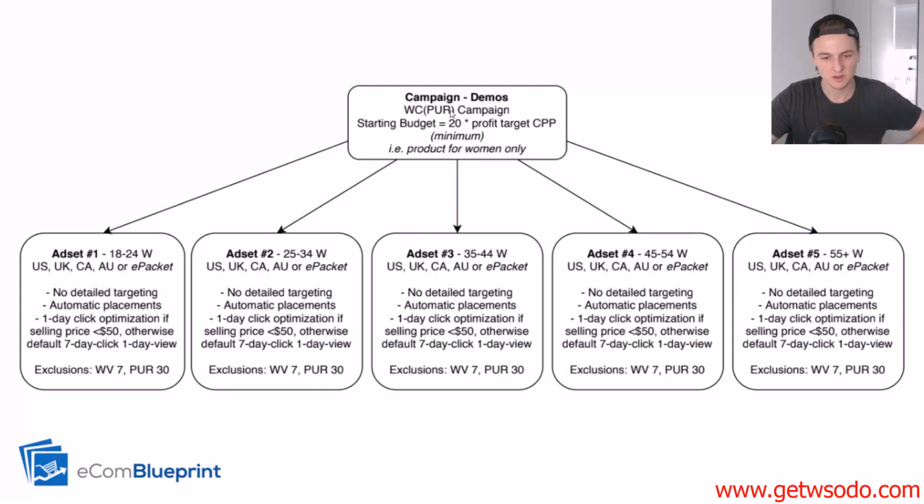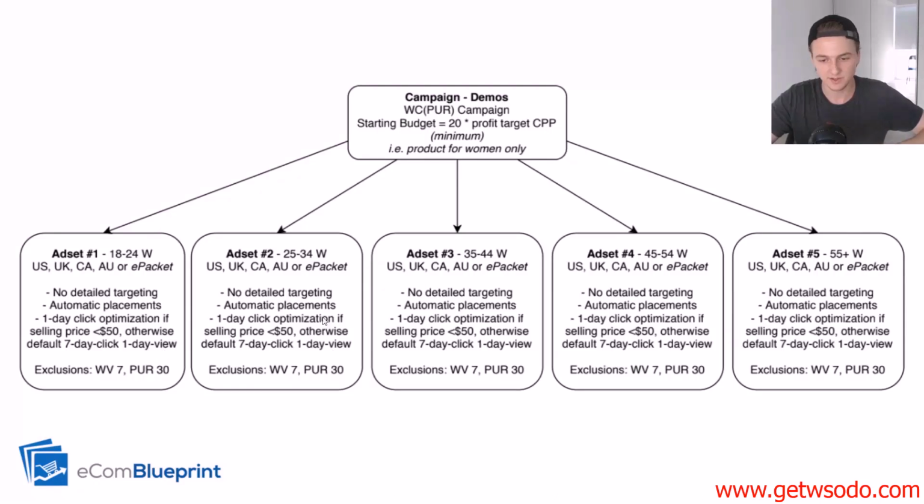So campaign demos, a website conversions purchase campaign, your starting budget 20 times the profit target cost per purchase. Ad set number 1 would just be 18 to 24 women, in these countries: US, UK, Canada, Australia, or ePacket. No detailed targeting, right? You don't have to select any lookalikes or interests, automatic placements, and then 1-day click optimization if selling price under 50, otherwise default 7-day click 1-day view. Then you want to exclude website visitors and purchasers in the last 7 days, and website visitors and purchasers in the last 30 days, because you don't want to target these people with your cold traffic campaigns.